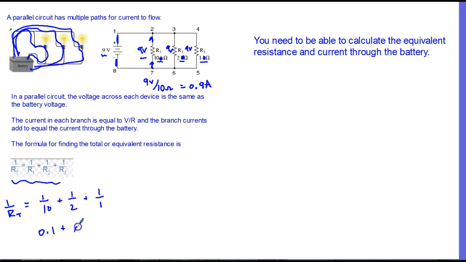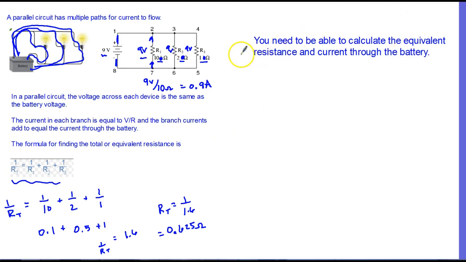0.1 plus 1/2 is 0.5 and 1. So 1 over our equivalent resistance is 1.6. But we need the inverse of 1.6 to find our actual resistance. If I do the equivalent resistance is 1 over 1.6, I get an equivalent resistance of 0.625 ohms. Just heads up, the total resistance will always be smaller than your smallest resistor. So when I saw a 1 ohm resistor there, I knew that my total resistance would be less than 1.